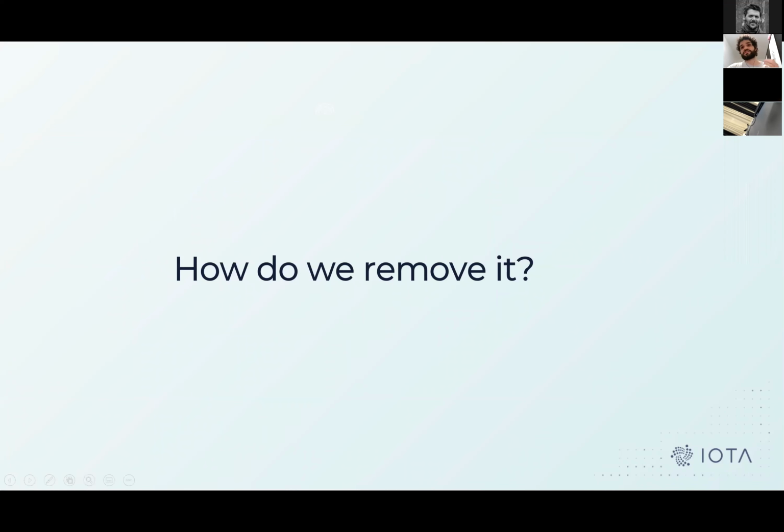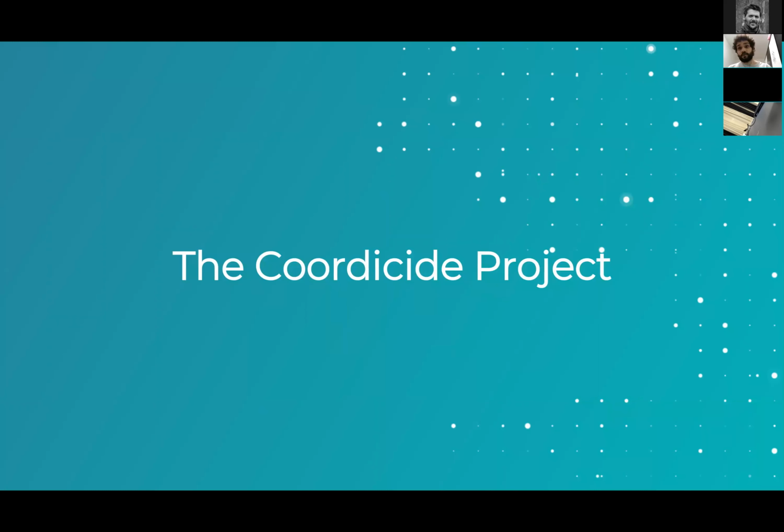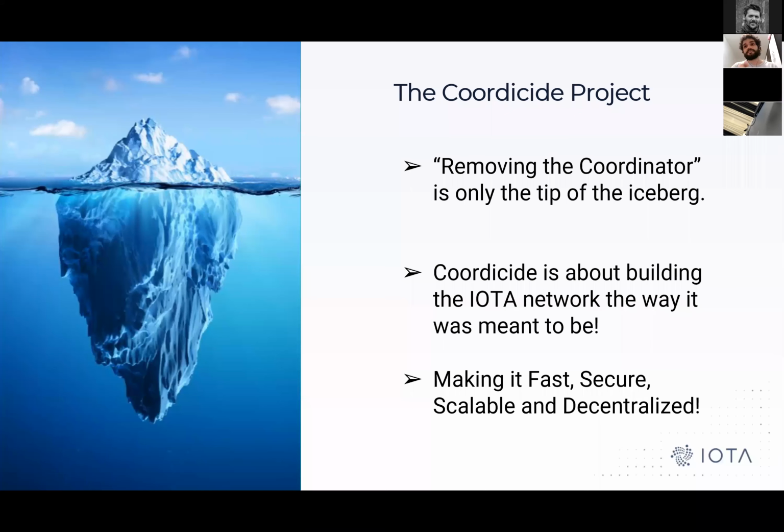So advancing on this, the question is exactly how do we remove this guy? If this guy is doing so much, if this guy is so important for us, how do we really get there? And that's exactly what the Coordicide project is. But when you talk about the Coordicide project, of course, especially by the name, you think, well, it's just about turning off the coordinator, right? And the point is that it's not entirely true. Removing the coordinator is just the tip of the iceberg.